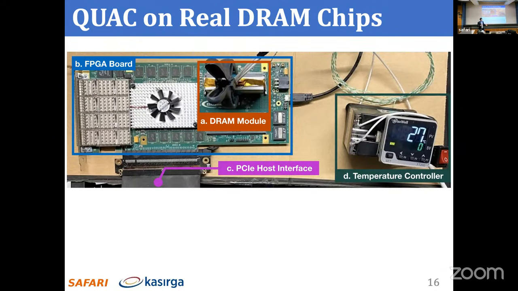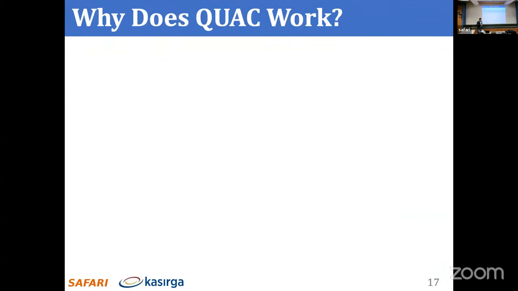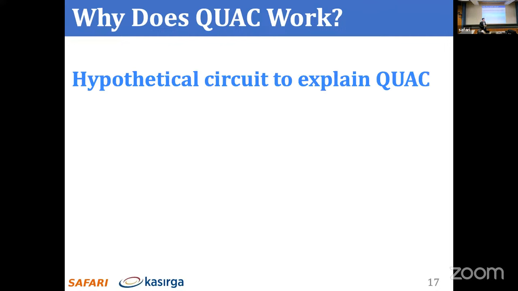We basically characterize real DRAM chips. We test this operation on 136 DDR4 chips and we observe correct QUAC operation on all of these. So to explain why QUAC works, we develop a hypothetical row decoder circuitry.